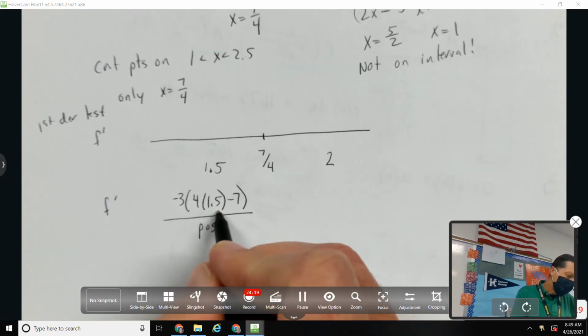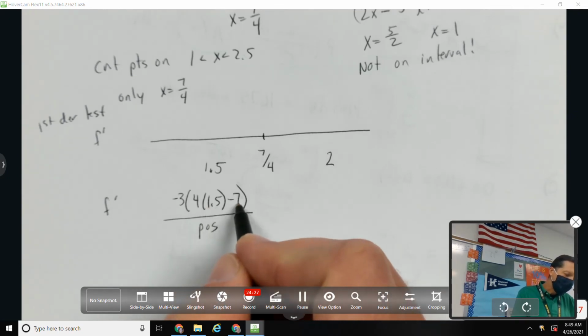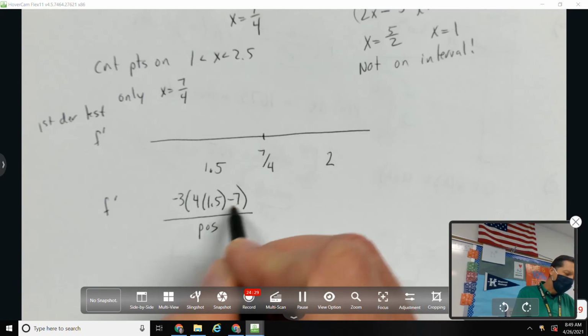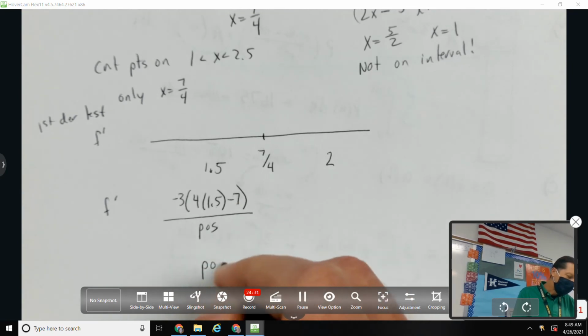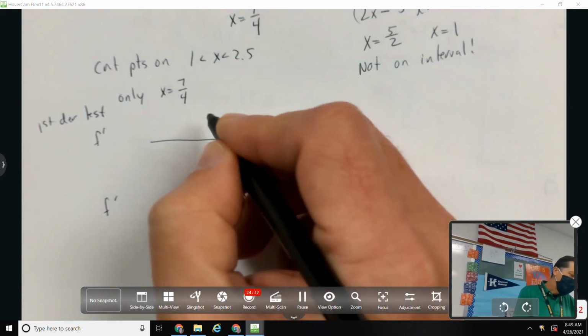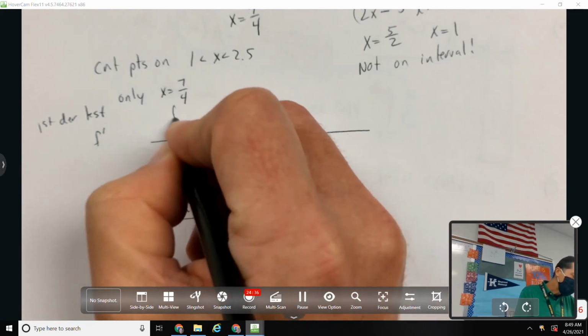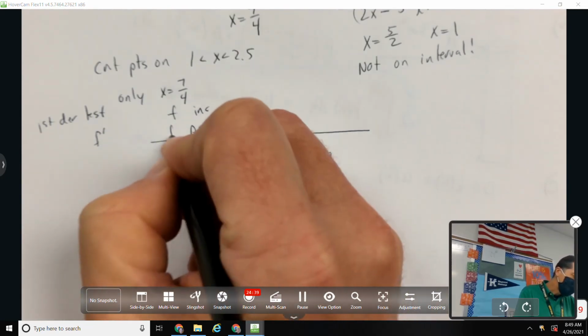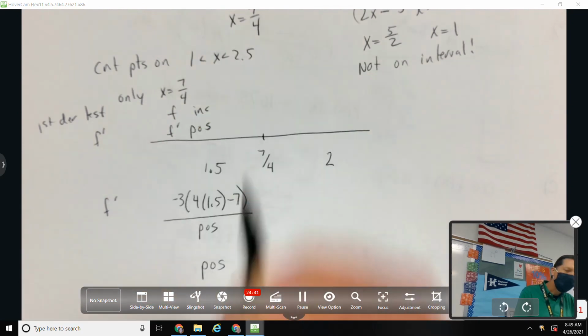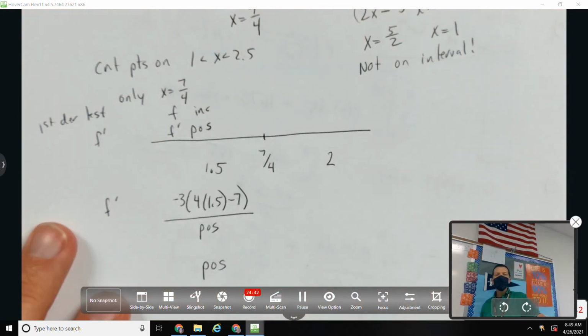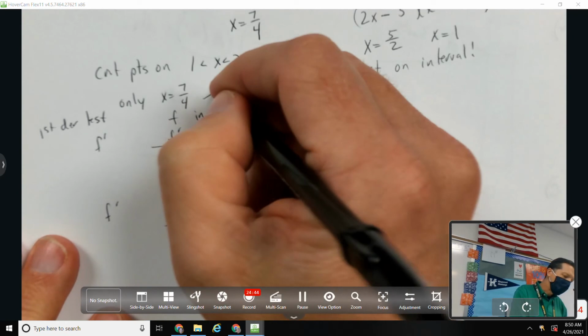So 4 times 1.5. I don't have a calculator, but I can do 4 times 1.5. I think that'd be 6. Minus 7 is -1. Negative times negative is positive. So f prime is positive. That means f is increasing. Be careful about what you're saying there. F is increasing, f prime is positive. A little arrow going up if you want.